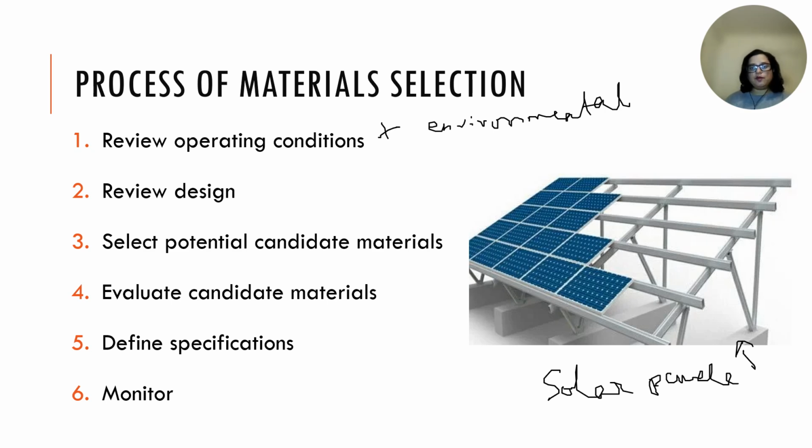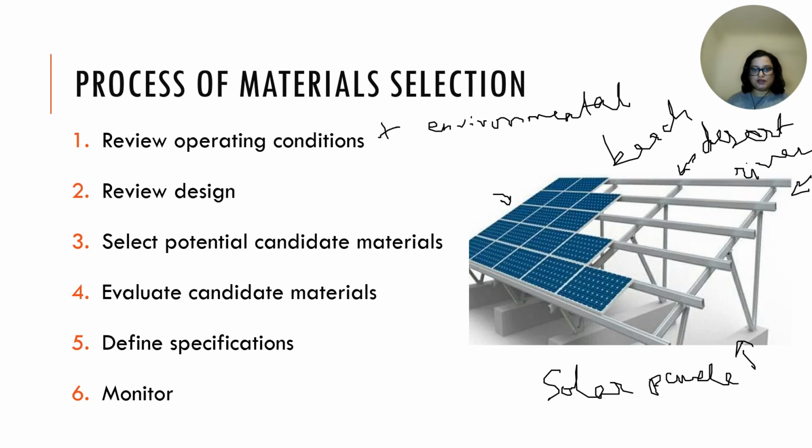For example, here the operating conditions may be the number of solar panels, the electrical conductivity required, the strength required, the tensile strength, yield strength, etc., brittleness, toughness. Additionally, we should also consider where it is going to be installed. Is it going to be installed in a desert, or is it going to be installed in a river or on the beach? Because each of these presents a different kind of environment, and this external environment is obviously going to affect the structure itself. So the first step is reviewing operating conditions.